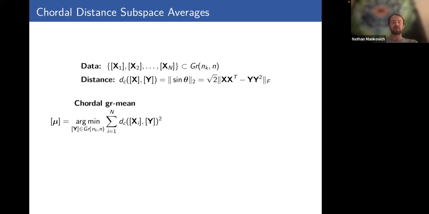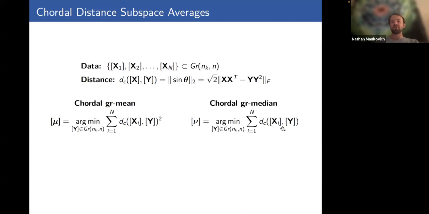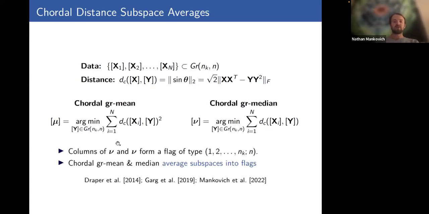This looks like I'm copying and pasting what I did in Euclidean space, right? And you can find the median, and you do the same sort of thing. You remove the square. Now you have these optimization problems. And in fact, with the algorithms that we use to solve these, we output flags of this specific type. And so we say that these mean and median average subspaces into flags. And forgive me, I have a little typo here. This should be a mu.